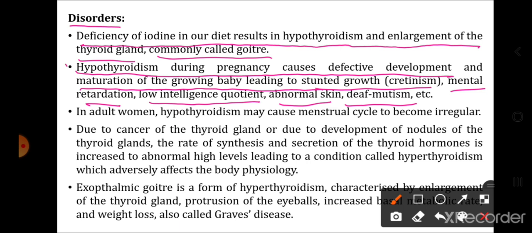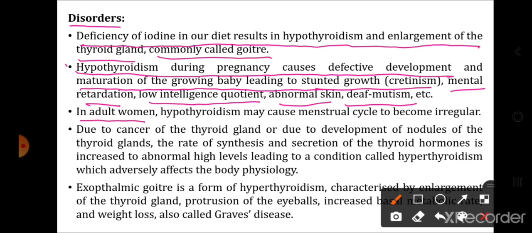the deficiency of thyroid hormone in a pregnant lady causes stunted growth in the baby, and that is called cretinism. What is it called? It is called cretinism. Apart from that, mental retardation will be there, the intelligence quotient will be less, the skin will be abnormal, and deaf mutism, that is deafness as well as mutism, meaning the baby won't be able to speak.